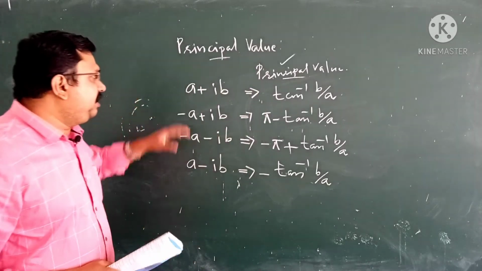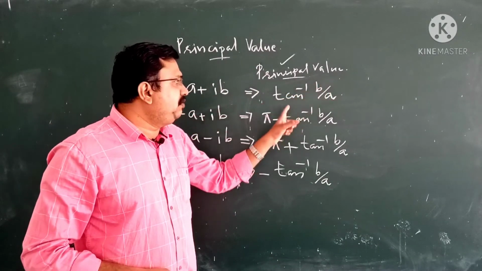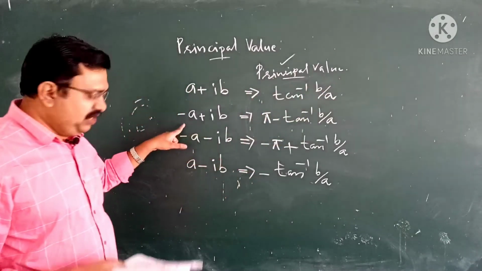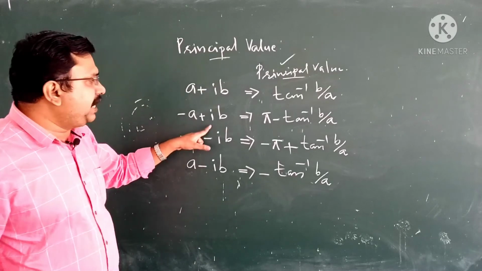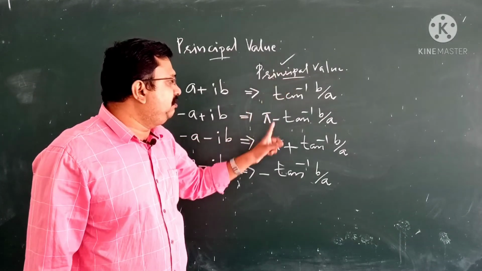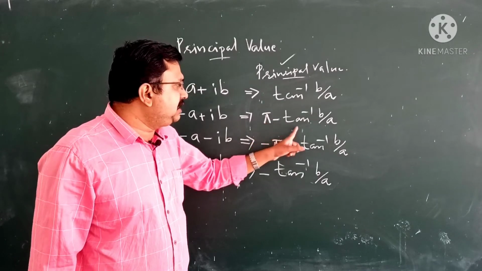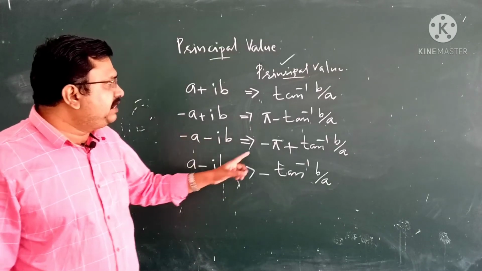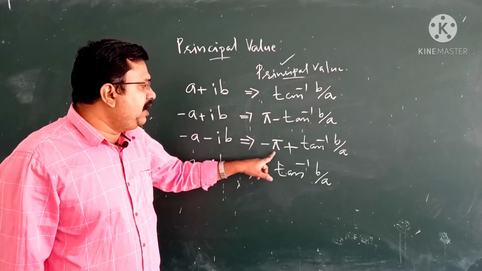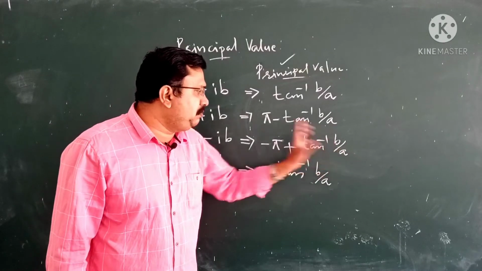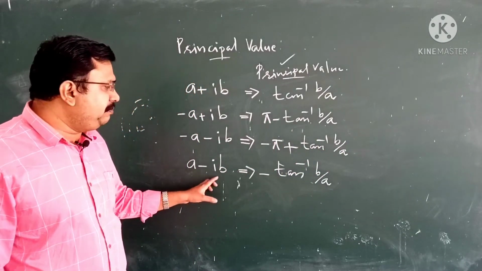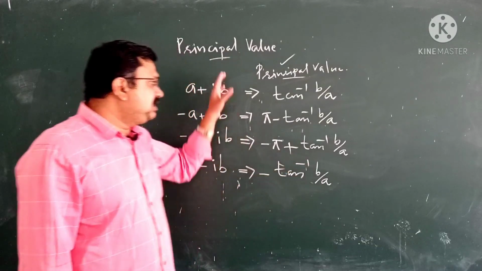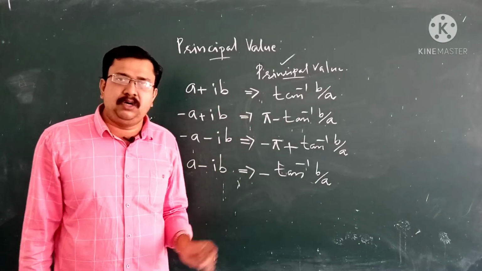Okay, what is the idea? If it is a plus ib, then the principal value can be calculated using tan inverse b by a. If it is minus a plus ib, then we can calculate the principal value using the equation pi minus tan inverse b by a. If it is minus a minus ib, then the principal value can be calculated by minus pi plus tan inverse b by a. If it is a minus ib, then the principal value is minus tan inverse b by a. This is very important. Please write down in your notebook.